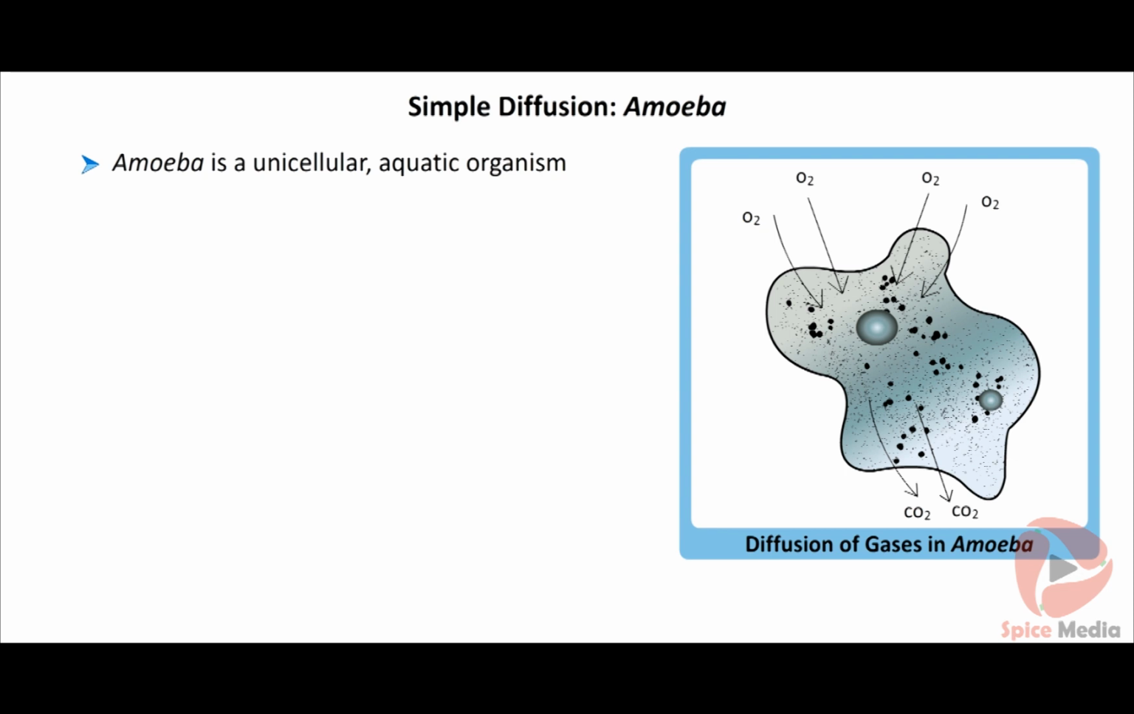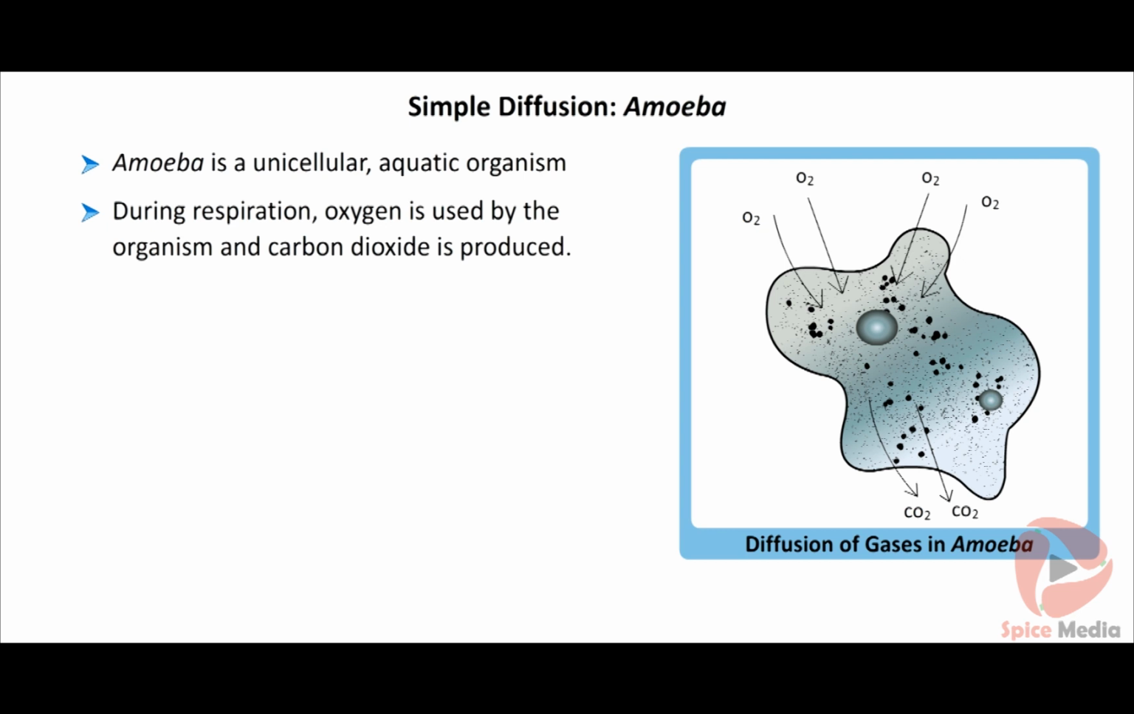Lower unicellular invertebrates show very simple type of respiration. In amoeba, exchange of gases occurs by simple diffusion. Amoeba is a unicellular aquatic organism. It uses the oxygen dissolved in the water for respiration. During respiration, oxygen is used and carbon dioxide is produced.